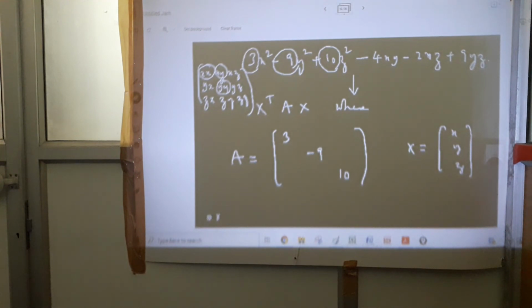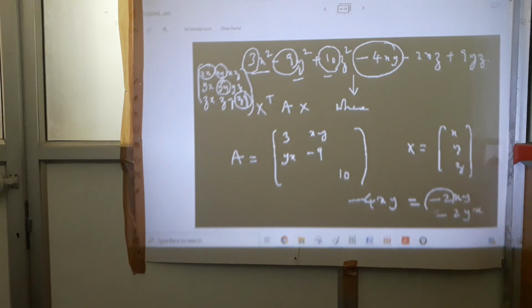Now xx, yy, zz, that is the row number and the column number will be same only in diagonal elements. That is why these coefficients will be placed in the diagonal elements. Now this is the position for xy, and this is the position for yx. We have minus 4xy. So minus 4xy I will write as minus 2xy minus 2yx. So this minus 2 and this minus 2, these coefficients I will place in the xy position and this yx position. So I will write minus 2 here and minus 2 here.